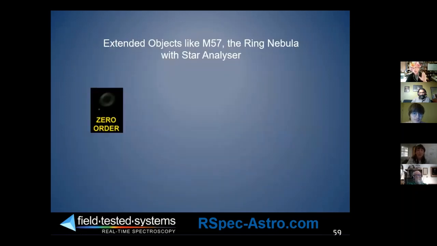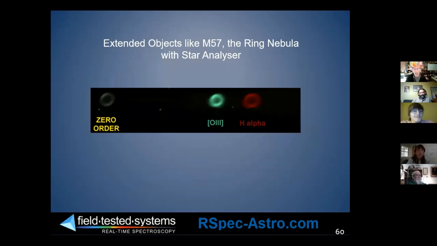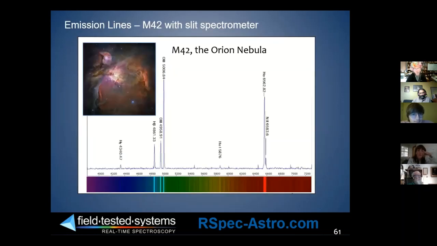So now I want to show you the problem with extended objects. There's our beloved M57, and you can see it's an extended object. This is probably the only object that's interesting with a slitless grating like the Star Analyzer, because again, there's only really two different wavelengths that this thing is emitting: ionized oxygen and some hydrogen. So I mean, it's a marginal interest. But here's M42, again, hydrogen alpha, ionized oxygen, but this is done with a slit. And so that's why these lines are so narrow.